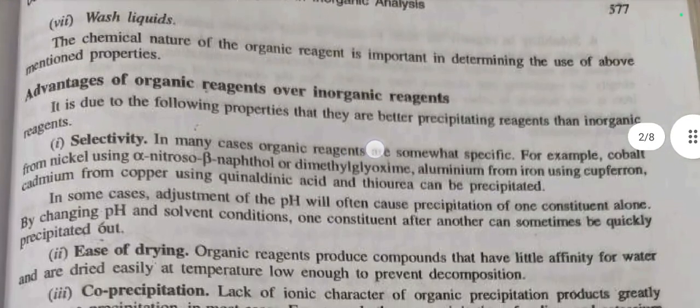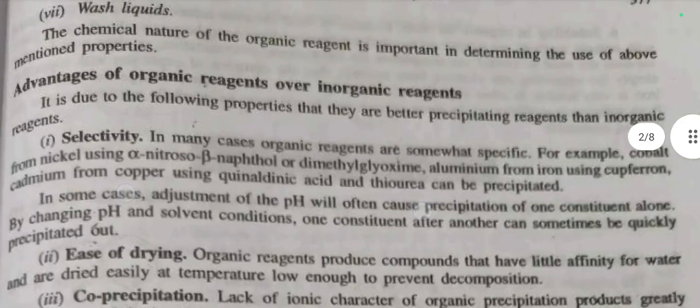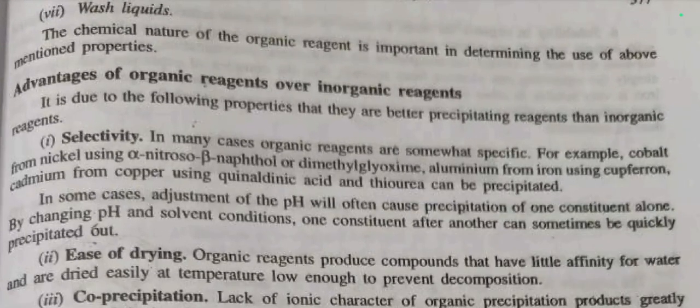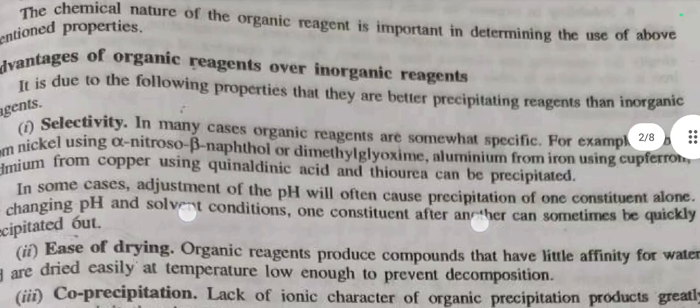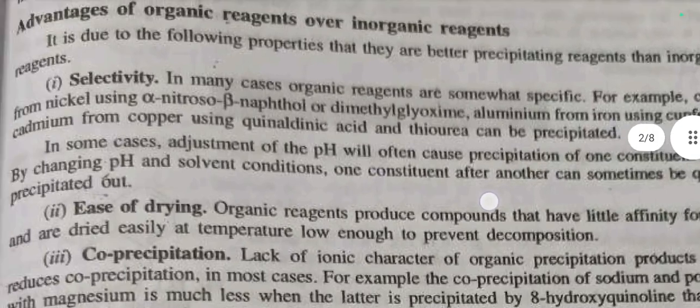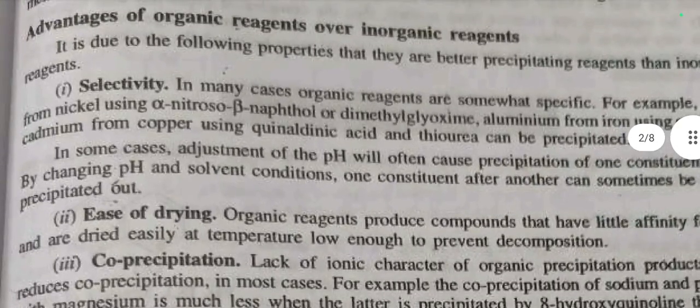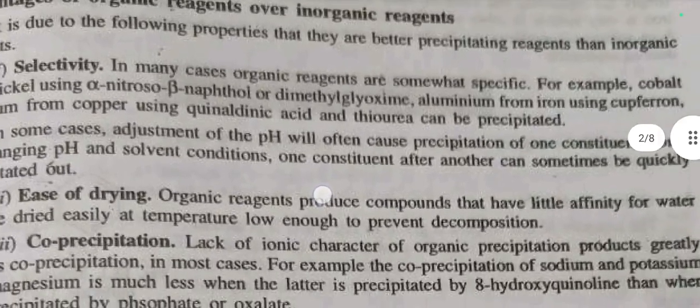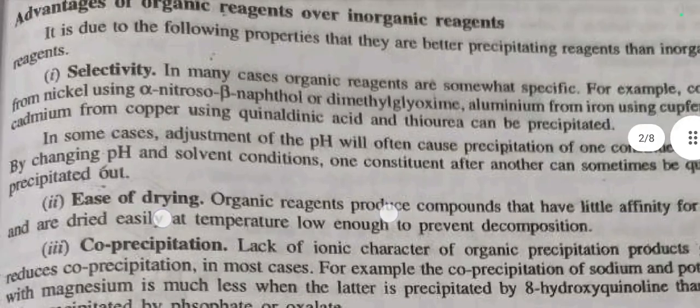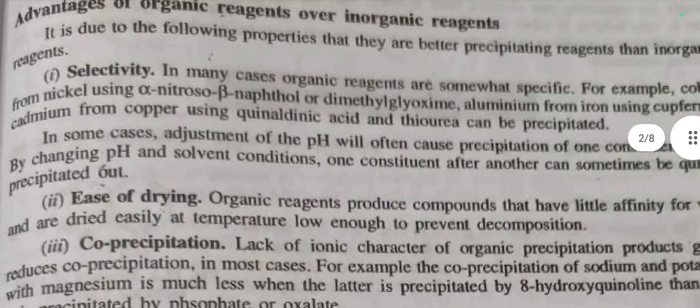Advantages of organic reagents over inorganic reagents. It is due to the following properties that they are better precipitating reagents than inorganic reagents. First, selectivity. In many cases, organic reagents are somewhat specific. For example, cobalt from nickel using alpha nitroso beta naphthol or dimethylglyoxime, aluminium from iron using cupferron, cadmium from copper using quinaldic acid, and thiourea can be precipitated.